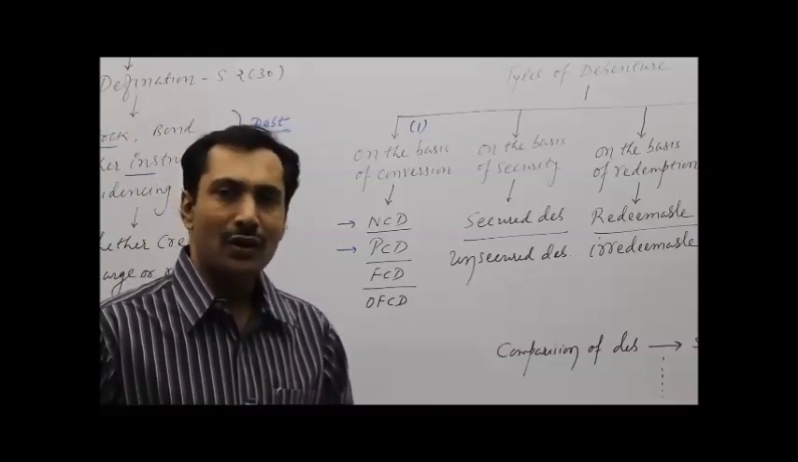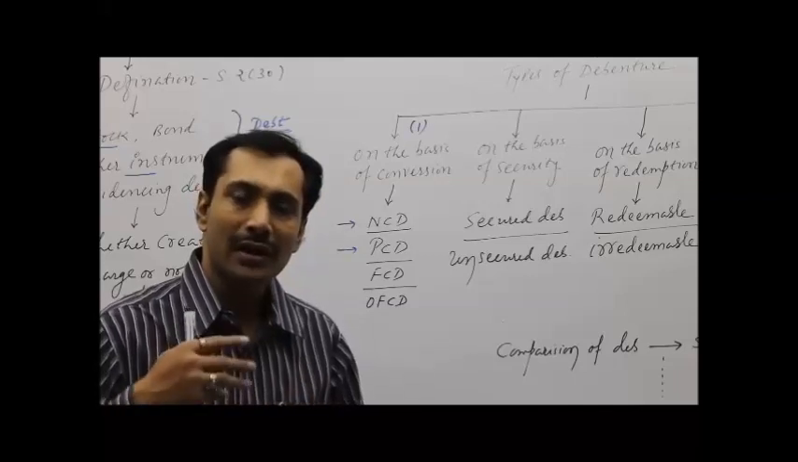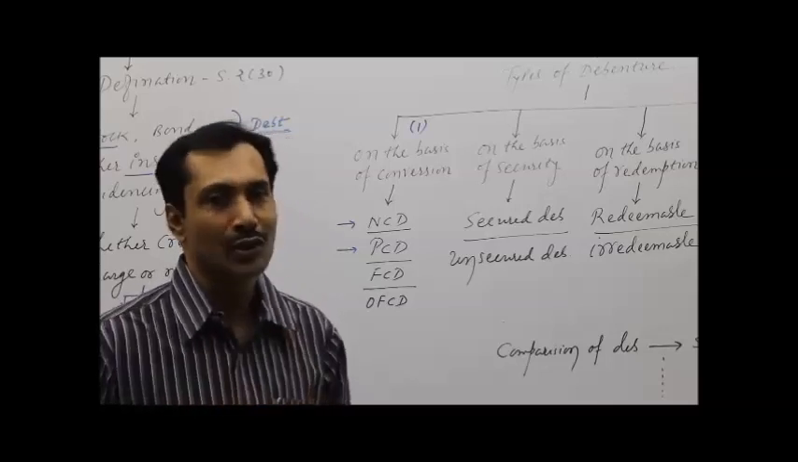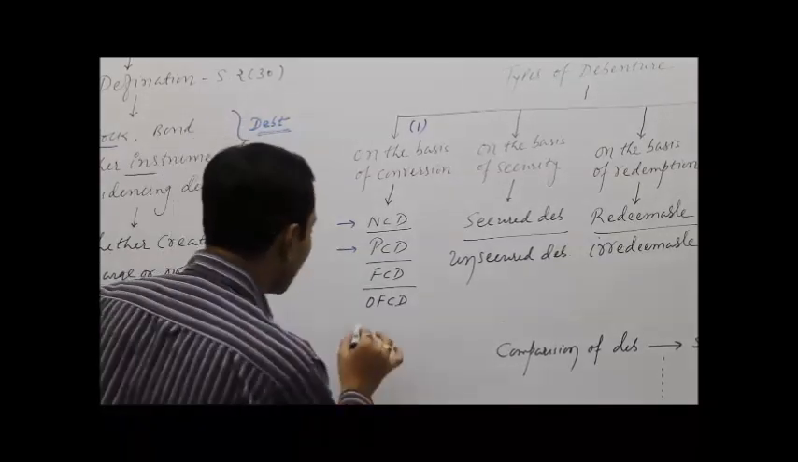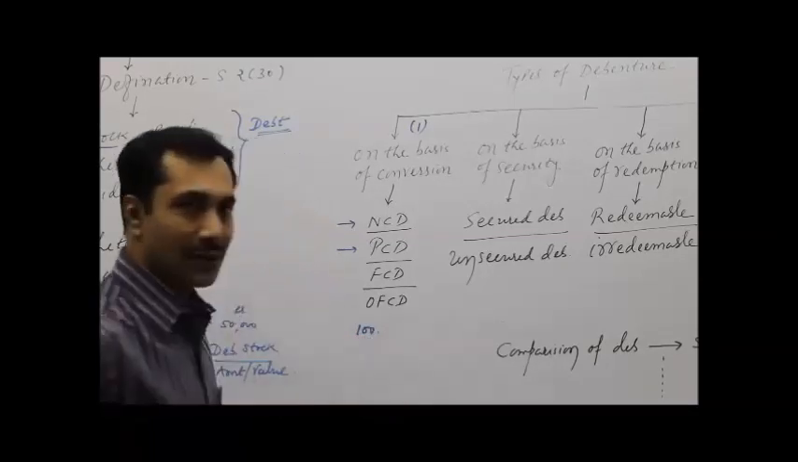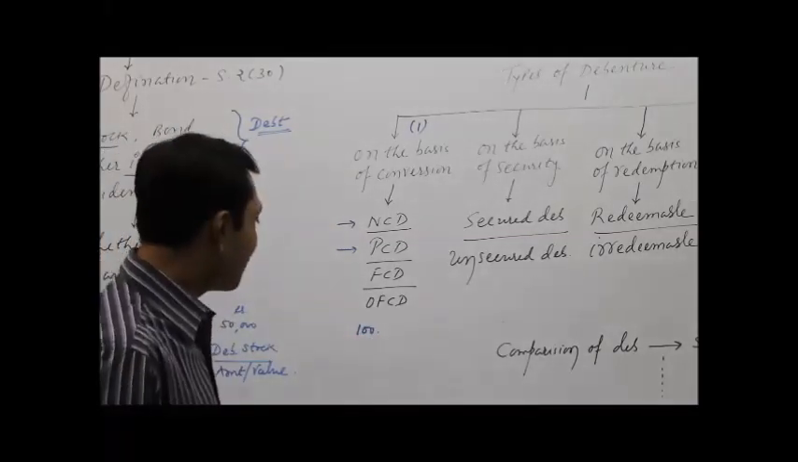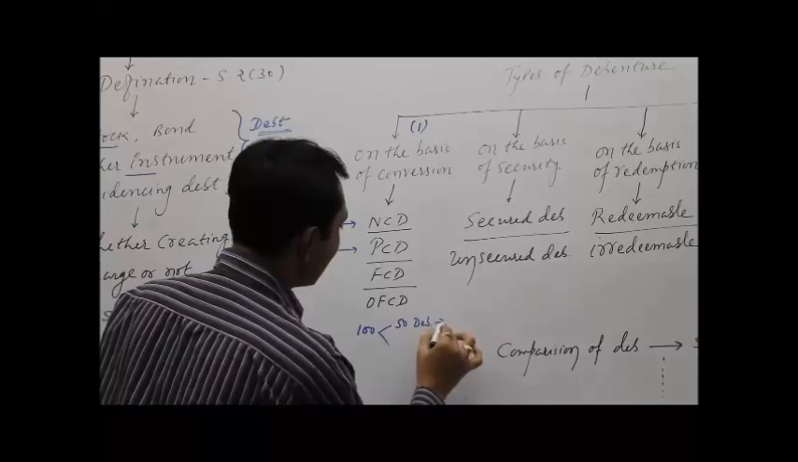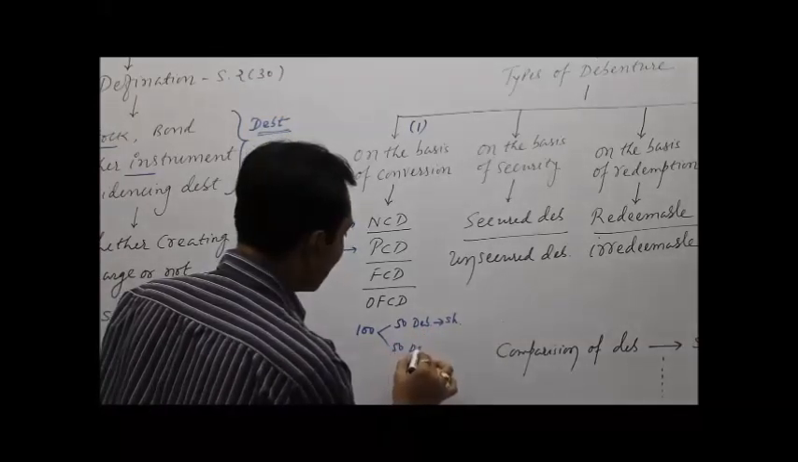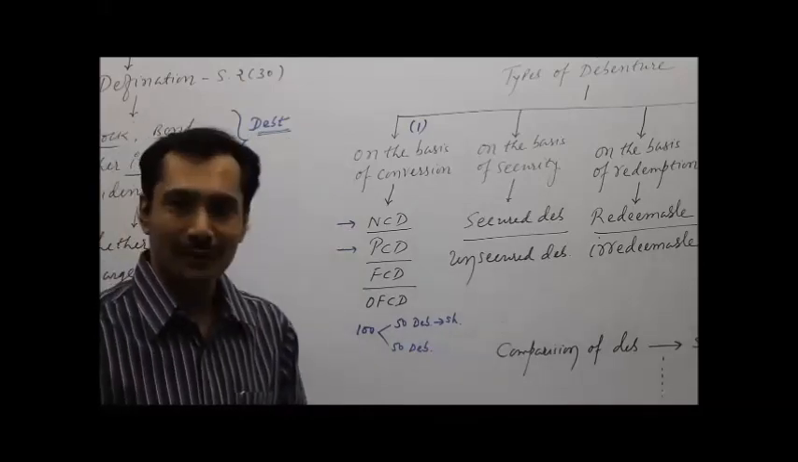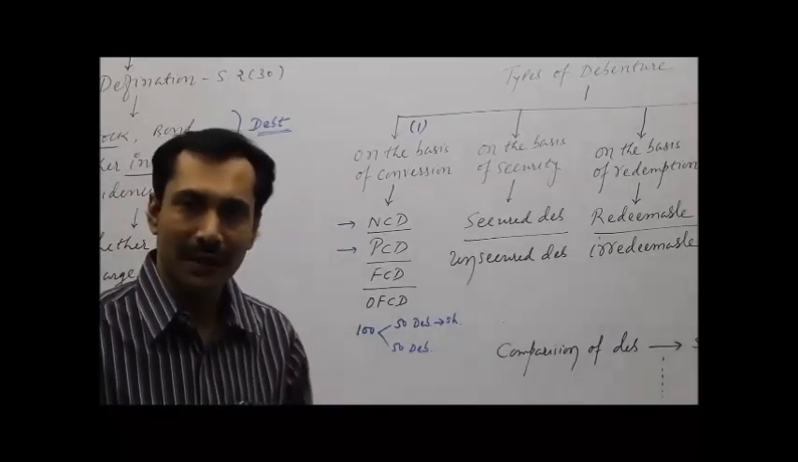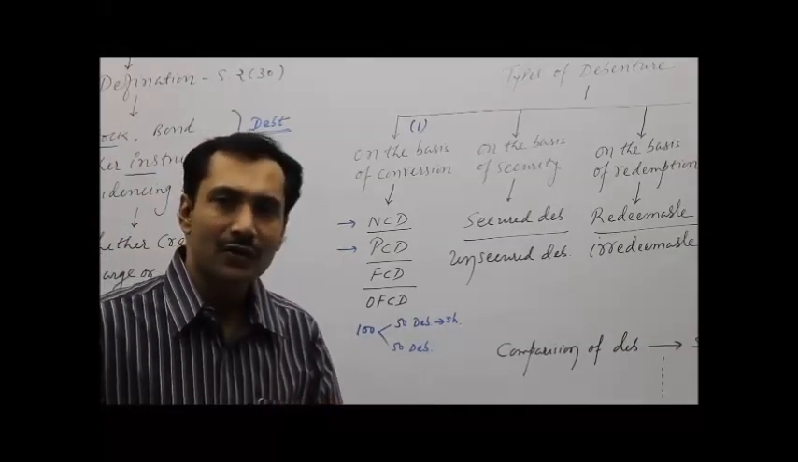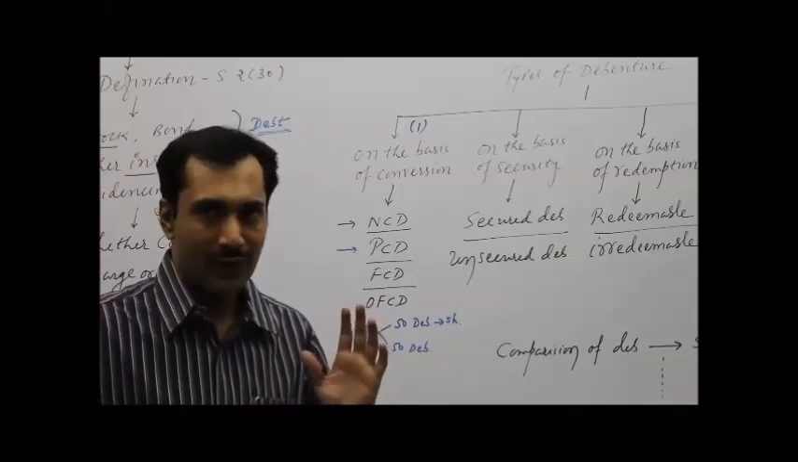Here, all the debentures of a particular holder will not be converted into shares, but a part of the debentures he is holding will be converted into shares. Say for example, the debentures are issued in a lot of 100 in number. It is partly convertible. So 50 debentures will be converted into shares and 50 debentures will remain as debentures, which will be retained or redeemed by the company, right? So in a partly convertible debenture, a part of the debenture will be converted into shares, right?